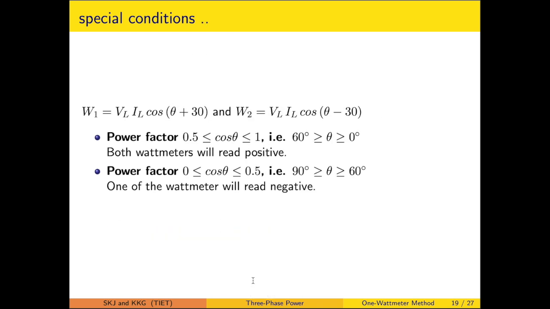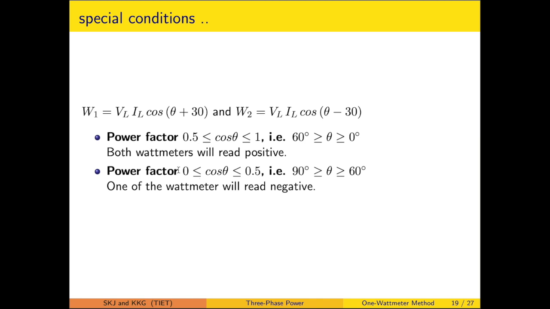Further, when the theta value is between 0.5 and 1, please be mindful that the power factor is cosine of theta. Corresponding to 1, the theta value will be 0, and corresponding to 0.5, theta will be 60 degrees. So when the angle lies between 0 and 60 degrees, the power measurements will come out to be positive by both the meters.